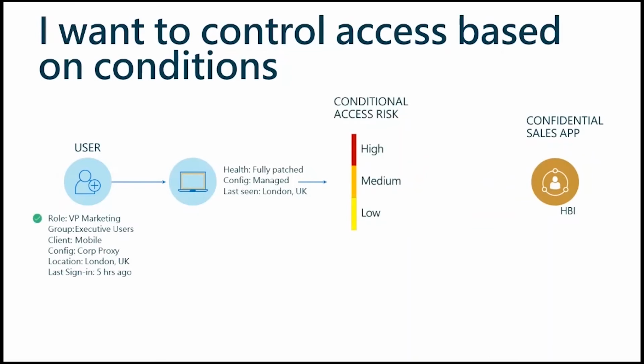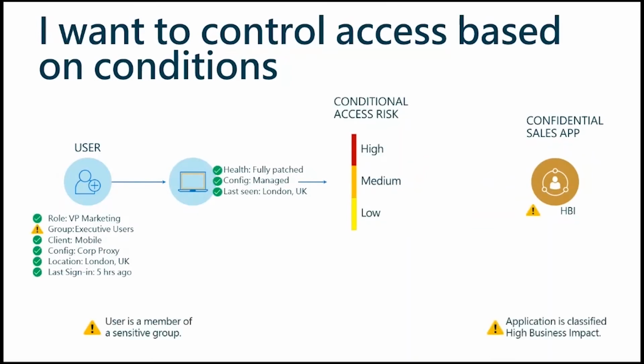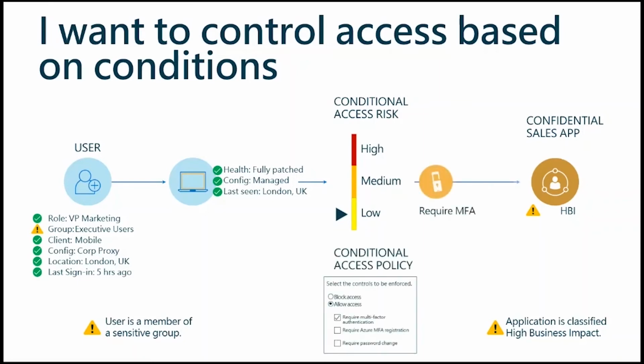If you've got a user that's in the executive users group, so that's flagged as a sensitive group, for example, again, London-based, last seen 5 hours ago, the device is healthy and was last seen in London. Because of the sensitivity of the group, MFA is required, and they're also accessing a sensitive application as well. So in that scenario, that would trigger an MFA prompt for that user.